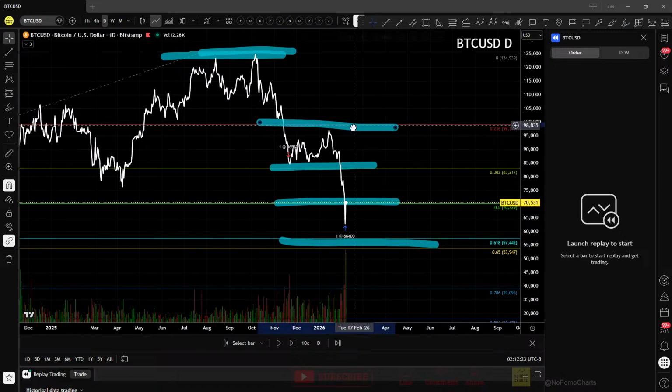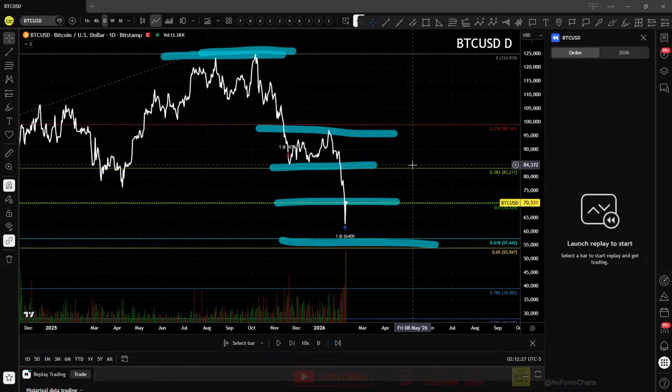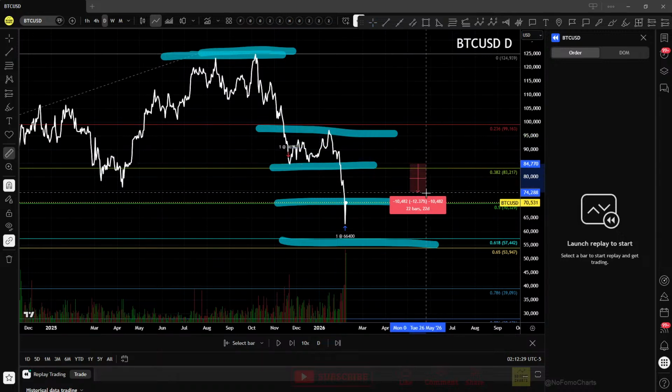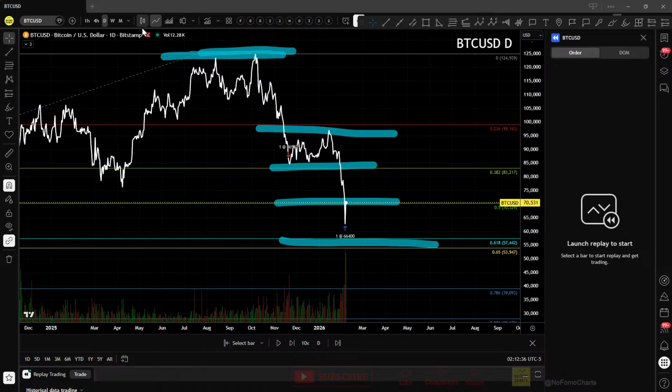And we can also measure this. If I measure that failed consolidation is 50% to the downside, 1.5. Negative 15% is 71,000. Then negative 30% is almost that 59,000 level, which we almost tapped at.